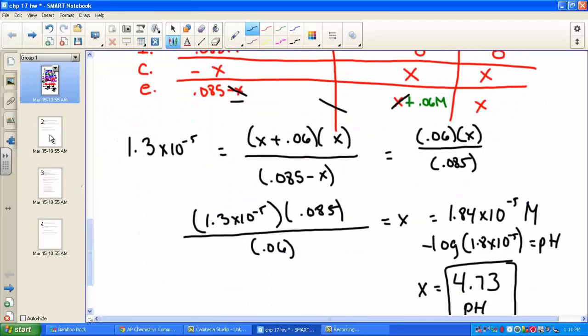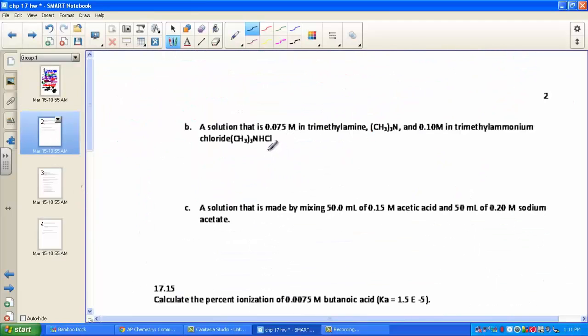Shall we try another? Letter B. This time we're given triethylamine, which is a base, see that N? And a 0.1 molar trimethyl ammonium chloride. So the common ion here is in the first name. And keep in mind, this is going to be base chemistry. Trimethylamine, here's the methyl group in organic. There's the tri part, trimethylamine. See that nitrogen root word, amine.